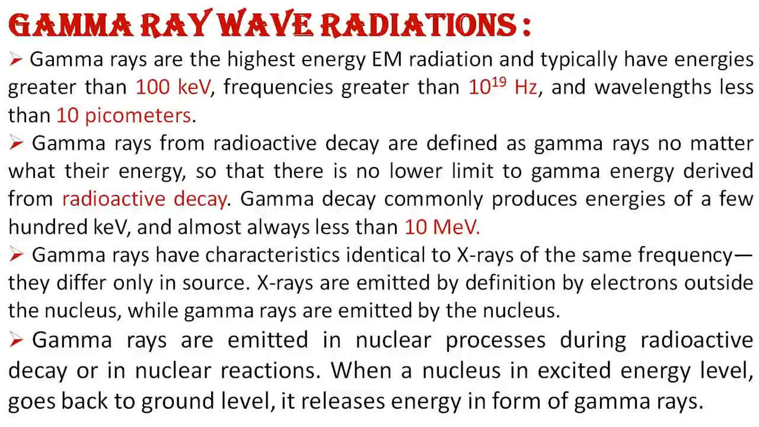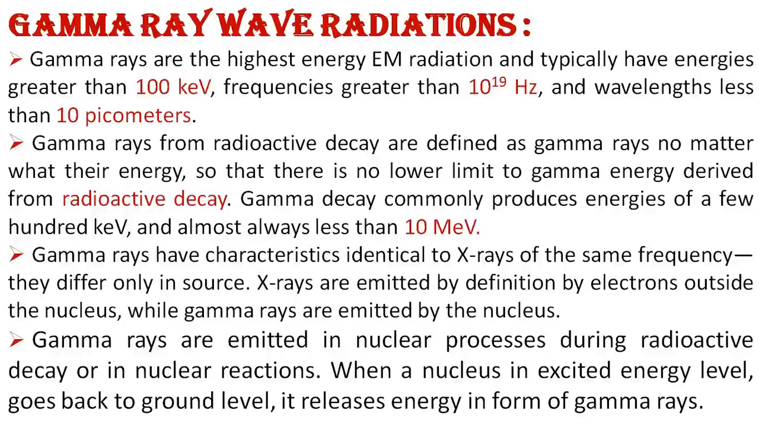Gamma rays are the highest energy radiation and typically have energies greater than 100 kiloelectron volts, frequency greater than 10^19 Hz, and wavelength less than 10 picometers. Gamma rays from radioactive decay are defined as gamma rays no matter what their energy, so there is no lower limit to gamma energy derived from radioactive decay. Gamma decay commonly produces energy of a few hundred kiloelectron volts and almost always less than 10 megaelectron volts. Gamma rays have characteristics identical to X-rays of the same frequency.